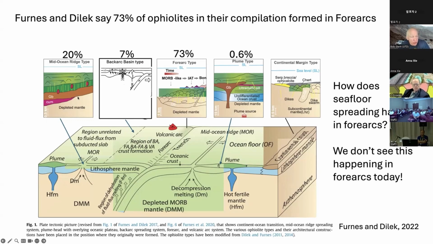So the mid-ocean ridge type, according to their compilation, is 20% of all ophiolites. 7% are back arc basin ophiolites. 73%, and this percentage keeps increasing, are forearc type ophiolites, which I'll be talking about for the rest of this talk. And then less than 1% are plume type. And according to their compilation, there is no evidence for a continental margin type of ophiolite.